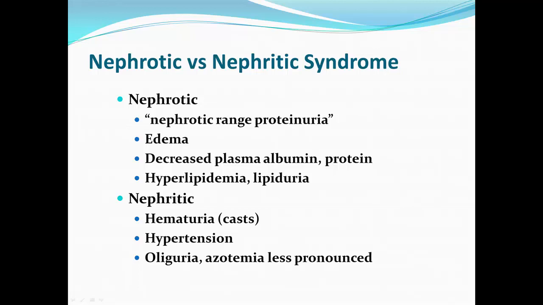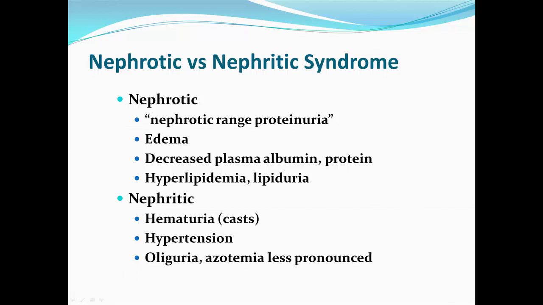We also see an elevation in lipoprotein A. So remember, lipoprotein A is highly atherogenic, and because of that, individuals with nephrotic syndrome carry an increased risk of MI as well as an increased risk of cardiac death.